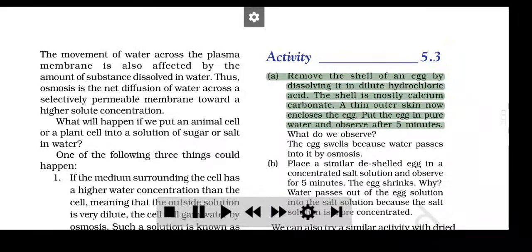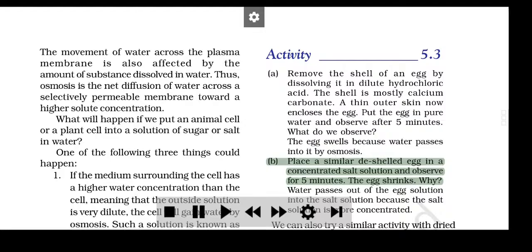Remove the shell of an egg by dissolving it in dilute hydrochloric acid. The shell is mostly calcium carbonate. A thin outer skin now encloses the egg. Put the egg in pure water and observe after 5 minutes. What do we observe? The egg swells because water passes into it by osmosis.